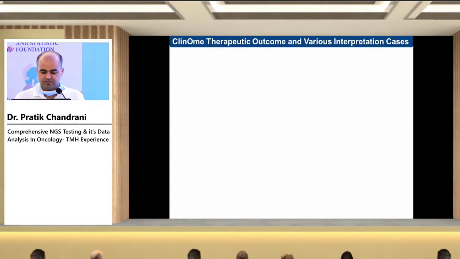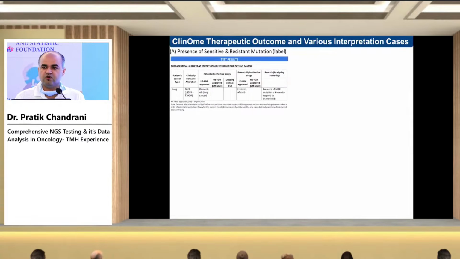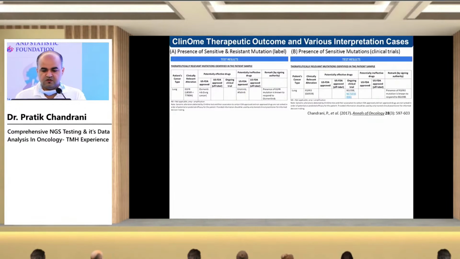Furthermore, we implement this into various kinds of situations. We simulate how this therapeutic report can be interpreted. So, say for example, in this case of lung cancer, if there is an EGFR L858R and T790M mutation detected, then CLINO will recommend osimertinib, and it will also highlight all the drugs which are already known to show resistance because of presence of T790M.